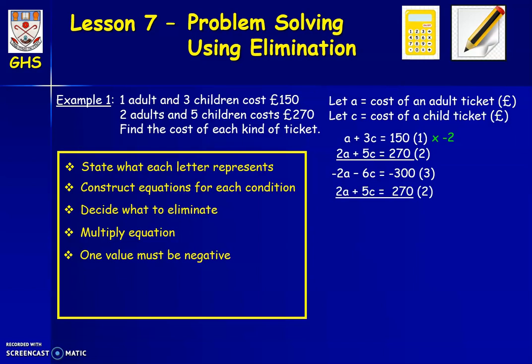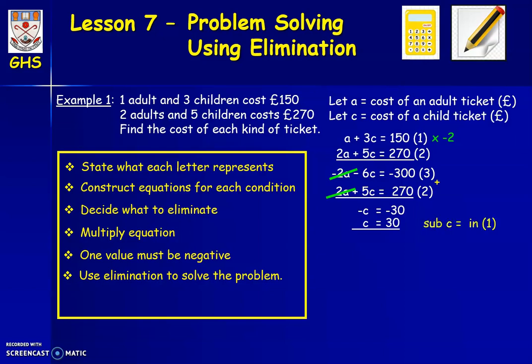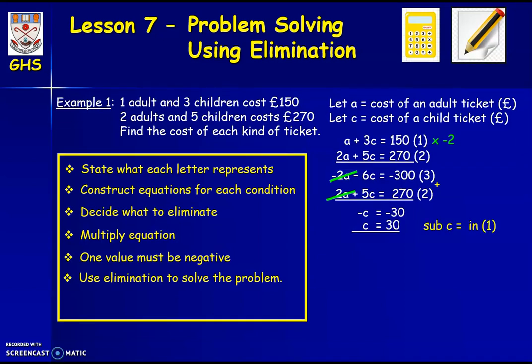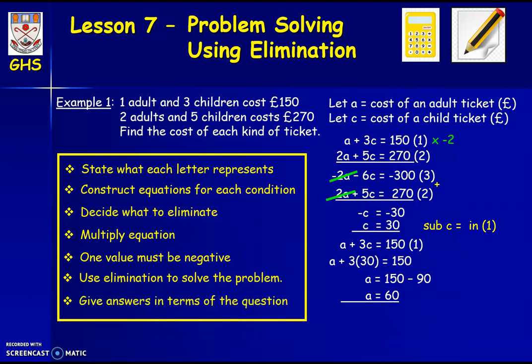Now we can add the two equations together to eliminate the A terms, and we are left with -C equals -30. So if we divide by -1, we get C equals 30. Now to find the value for A, substitute C equals 30 into equation 1. This becomes A equals 150, subtract 90, so A equals 60. So in terms of the question, that would mean a child ticket costs £30 and an adult ticket costs £60.